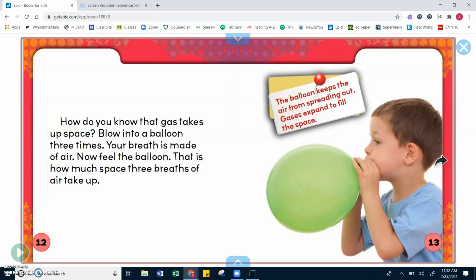How do you know that gas takes up space? Blow into a balloon 3 times. Your breath is made of air. Now feel the balloon. That is how much space 3 breaths of air takes up. The balloon keeps the air from spreading out. Gases expand to fill the space.